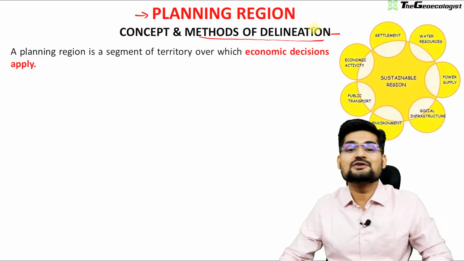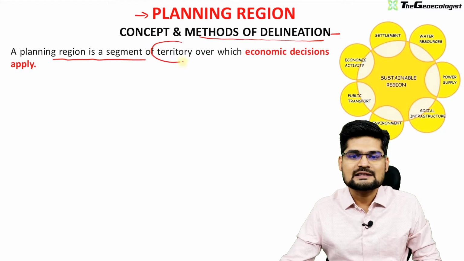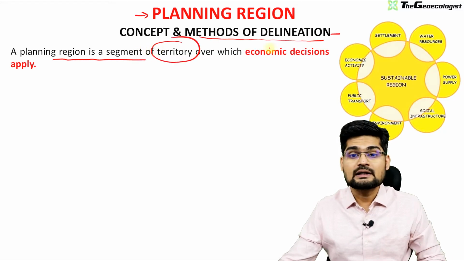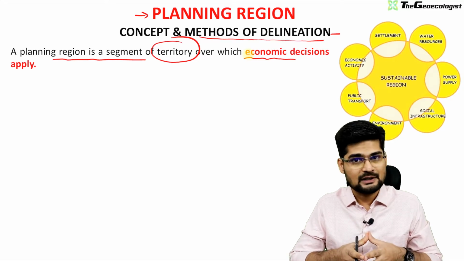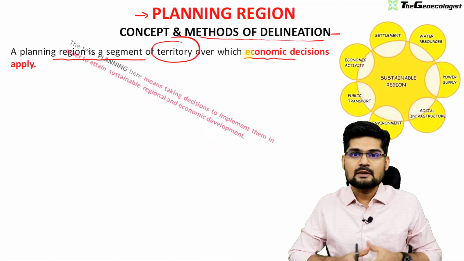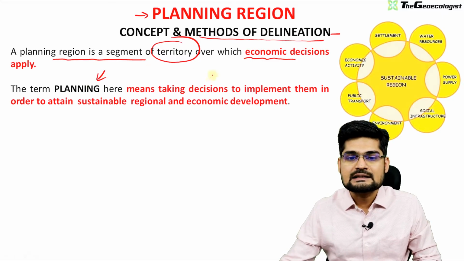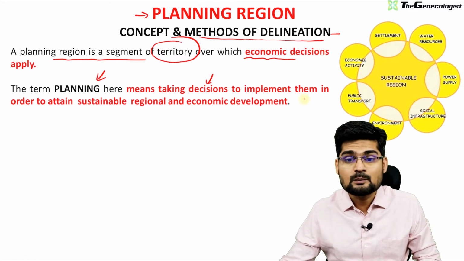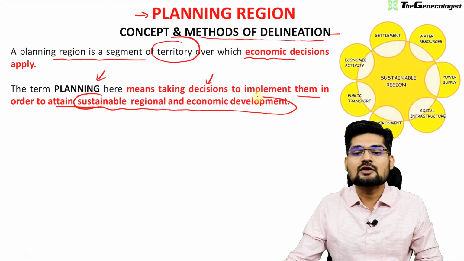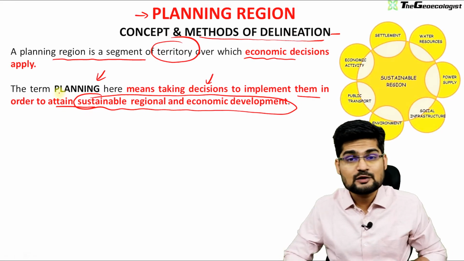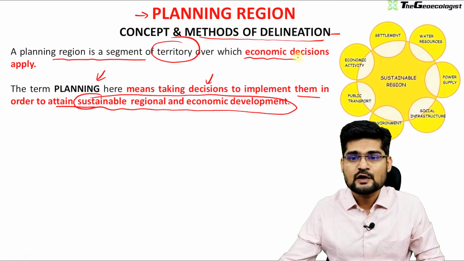Now the first thing to learn here is a planning region is a segment of territory, or you can say space, which is primarily economic in nature because of decisions made for economic development. And we also learn about it in a way when the term planning basically means taking decisions or making decisions to implement them in order to attain sustainable regional and economic development. Now this sustainable regional and economic development is the core aspect of this concept of planning region.